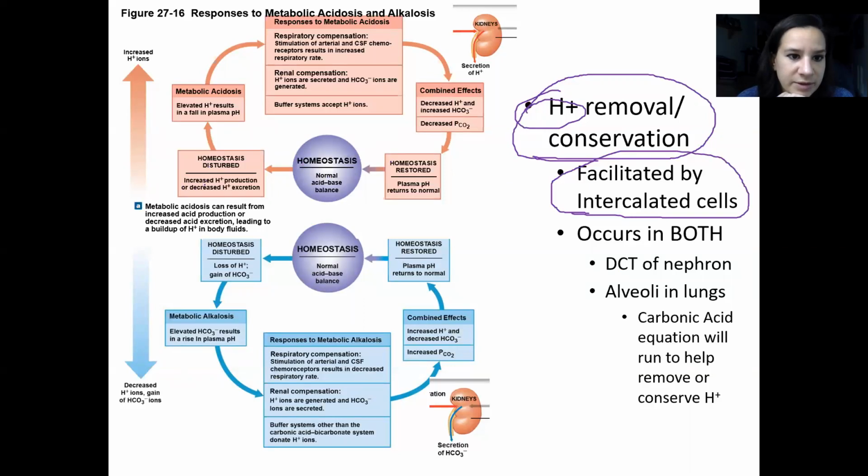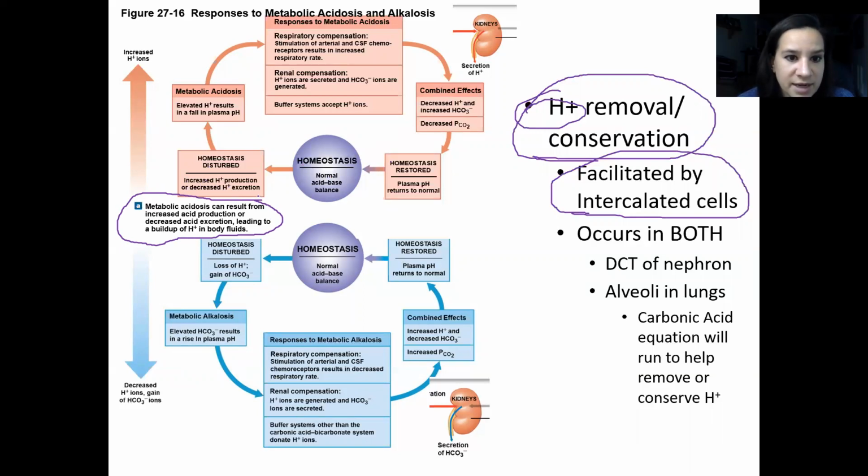So let's just take a look at this. Let's start kind of here. Right, so we'll start with a too much acid problem, right? So maybe the body's producing too much, maybe we're diabetic, maybe we are holding our breath and we have a breathing issue, I don't know.